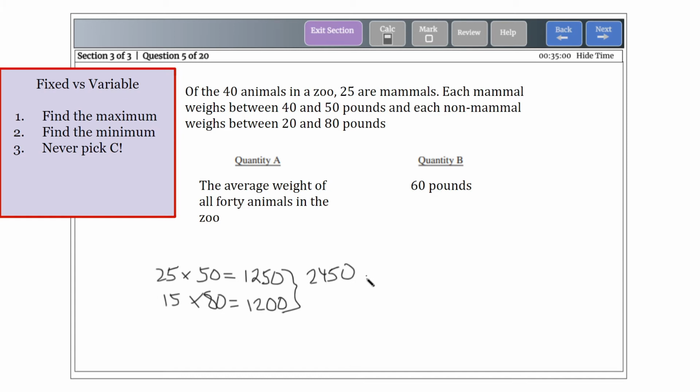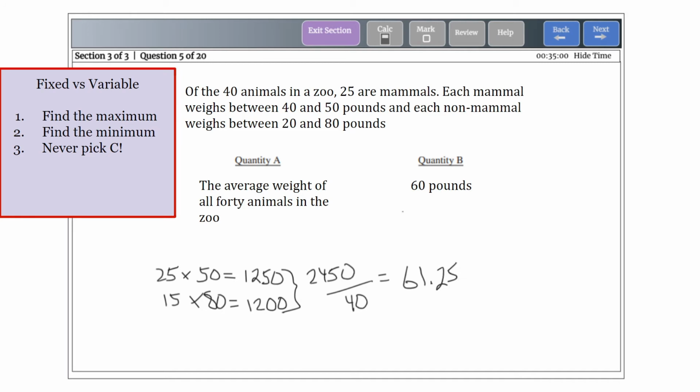2450. And so if this is the total weight of all the animals in the zoo, if we want to find the average weight, we would just divide it by the total number of animals, in this case 40, and we'll find that the average weight is exactly 61.25. So what does this value mean to us? What is 61.25? That's the largest that quantity A could be. And in that case, A would be greater than B.